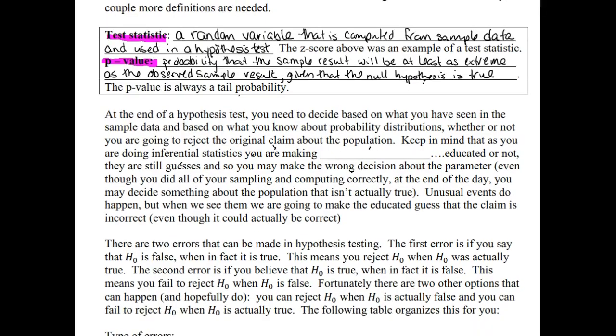All right, so at the end of a hypothesis test, you need to eventually decide, based on what you've seen in the sample data and based on what you know about probability distributions, whether or not you're going to reject the original claim about the population. So again, we're putting together what we know from the sample data, and to make those guesses more educated, we're using probability distributions to make an educated guess about the population. All of these wordings lead into that definition from the very first chapter on inferential statistics. So keep in mind that as you're doing inferential statistics, you're making educated guesses.